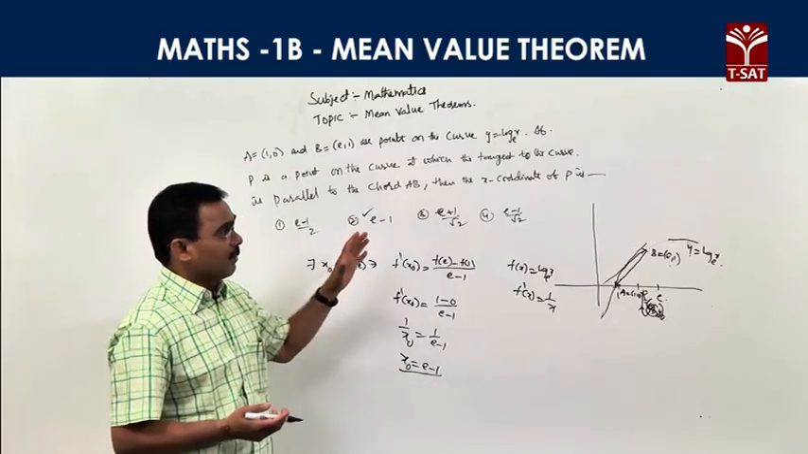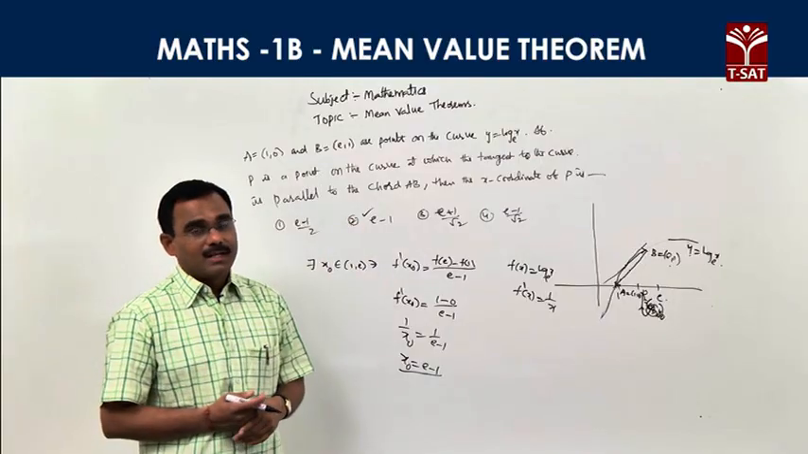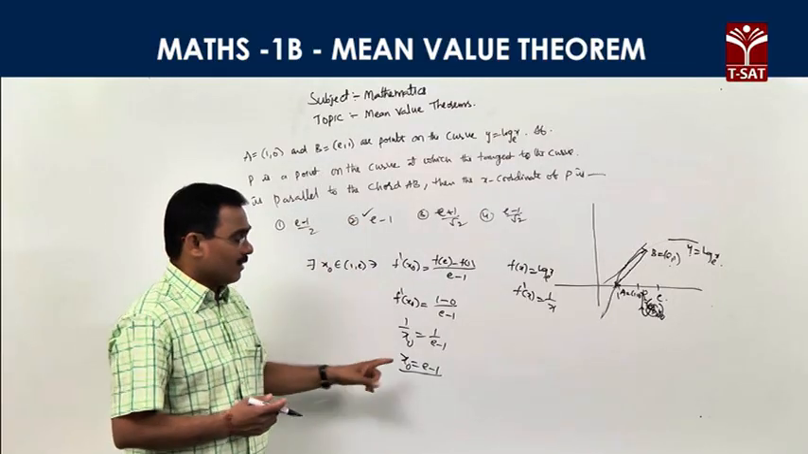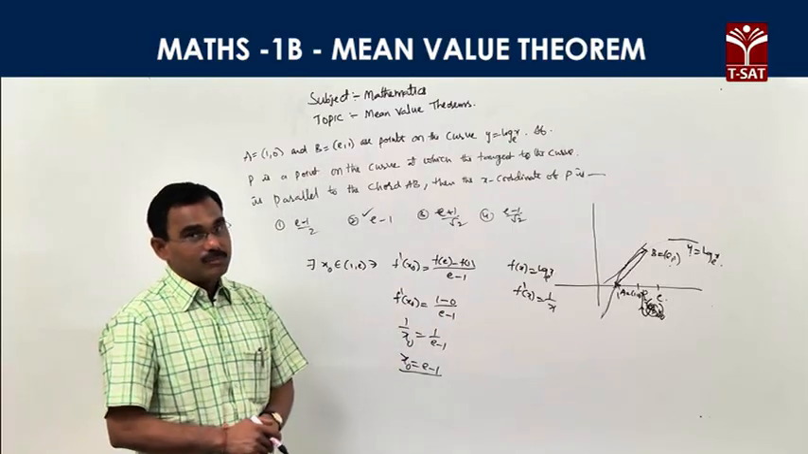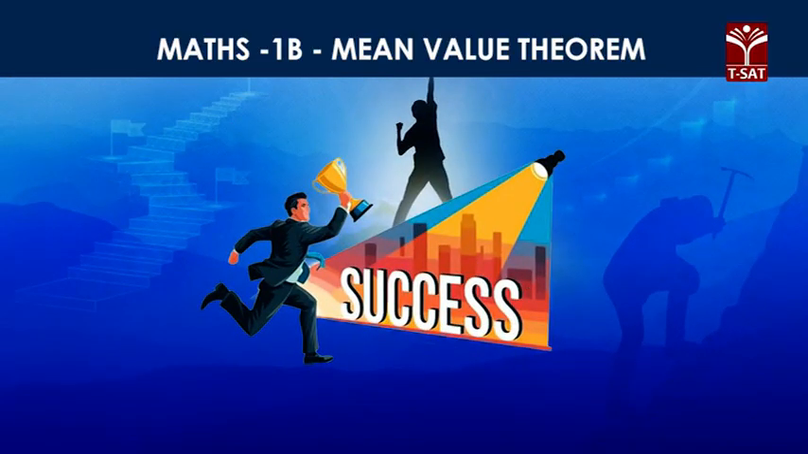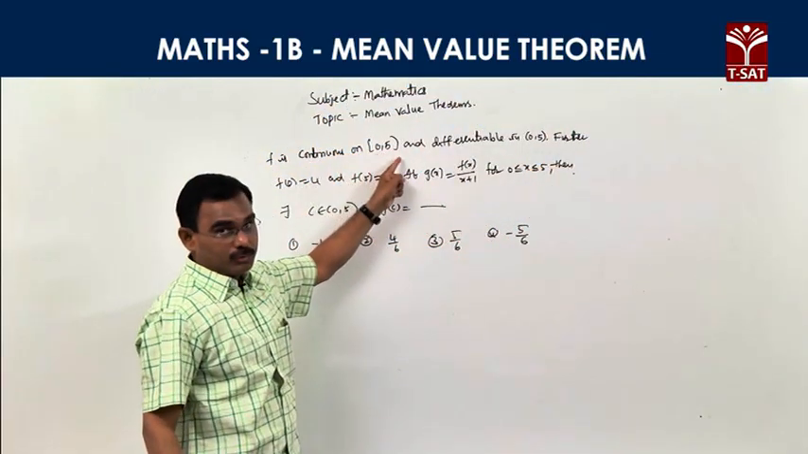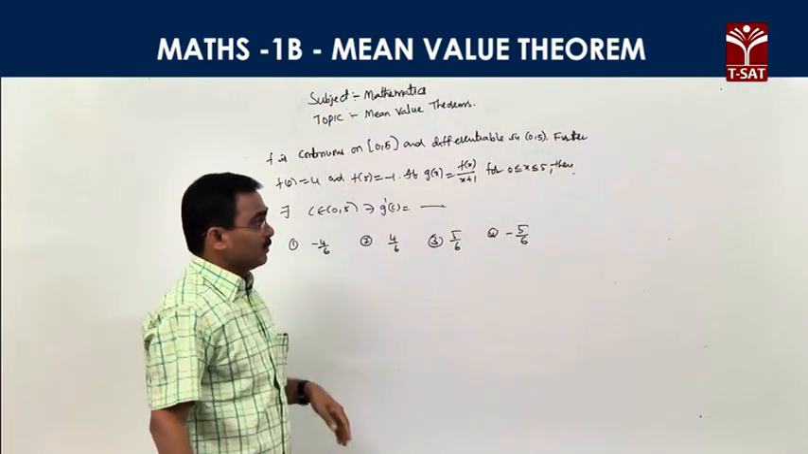Right. So this is the geometrical application of Lagrange's mean value theorem. You get the x coordinate of P here: e minus 1. Okay. Next problem: f is a continuous function on closed [0, 5], differentiable on open (0, 5).